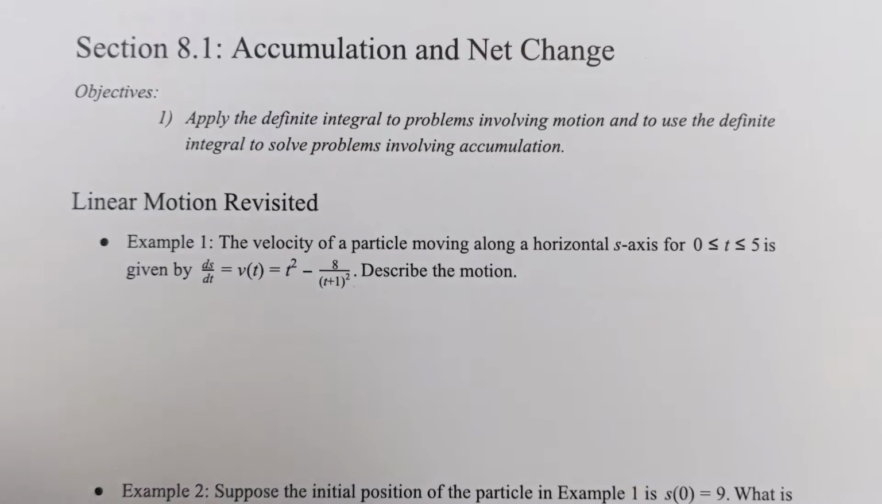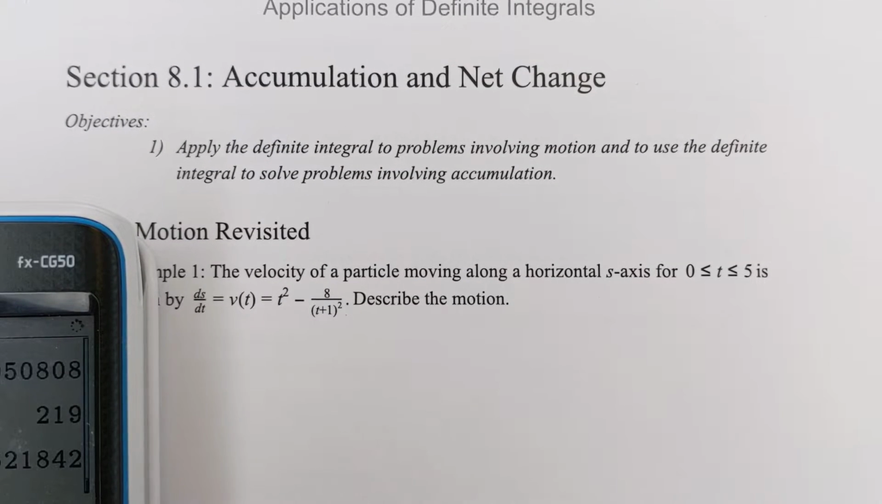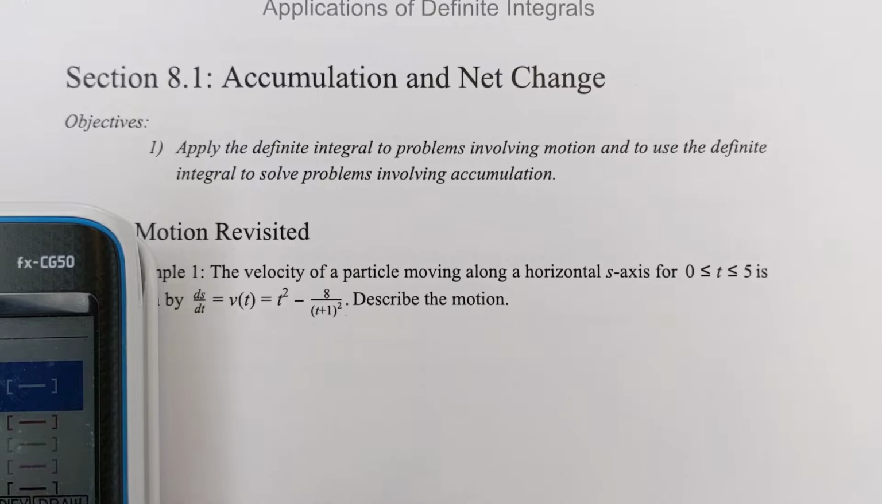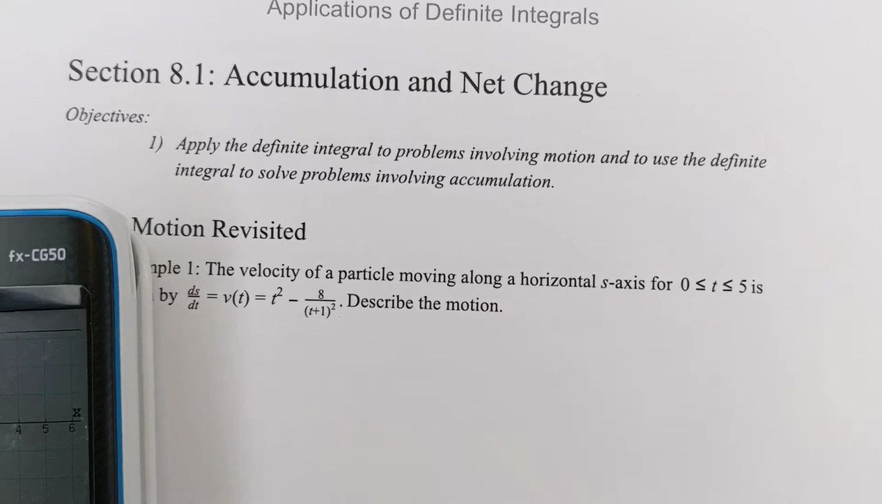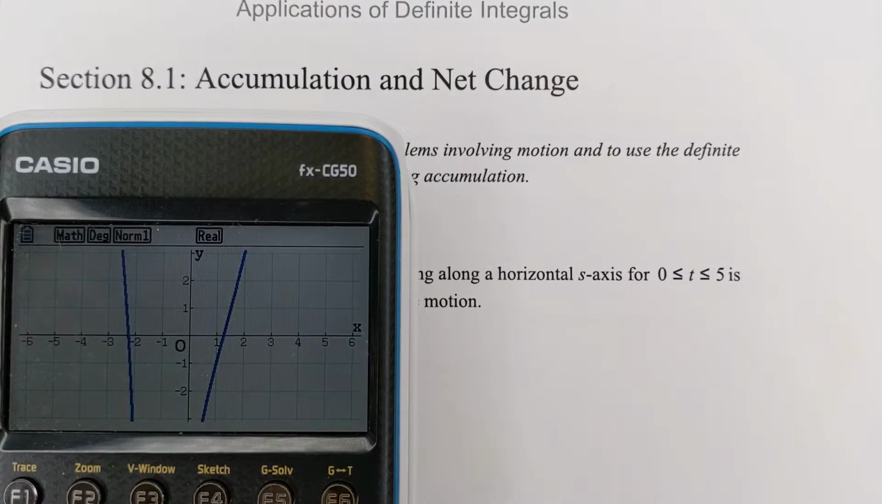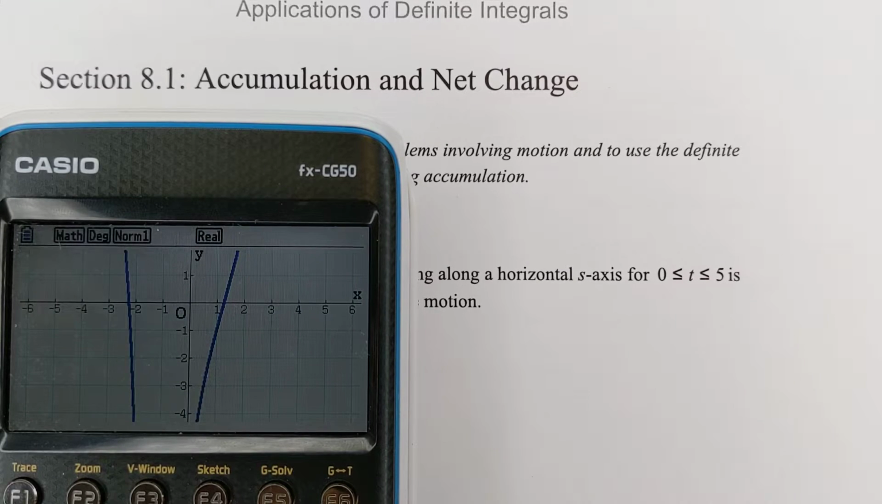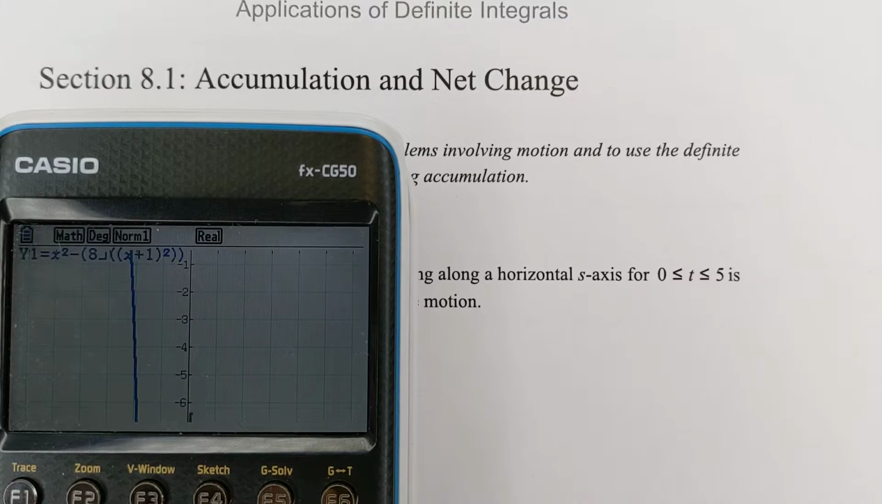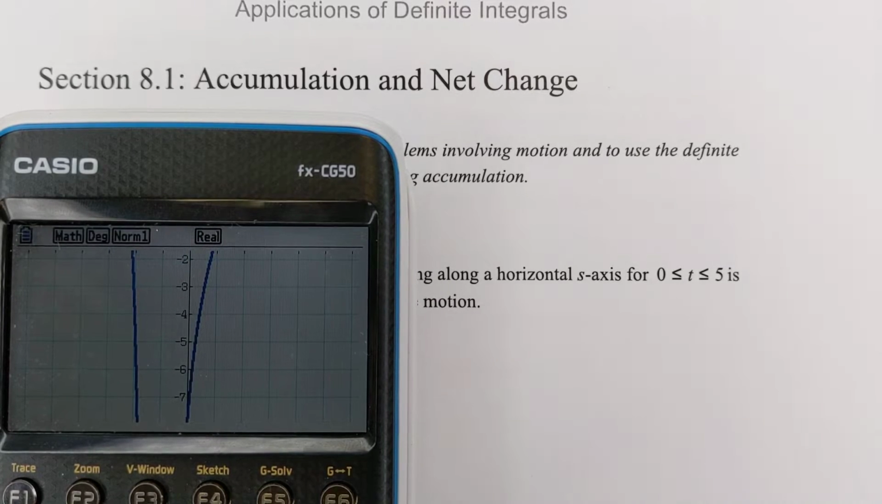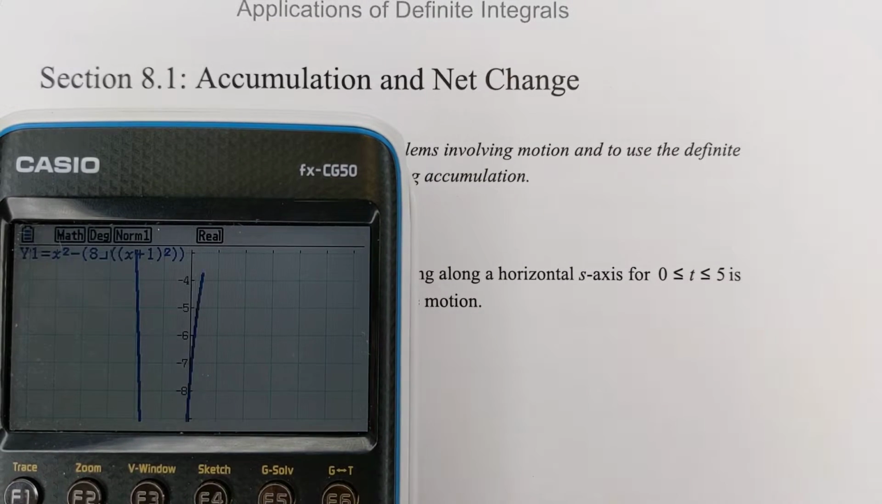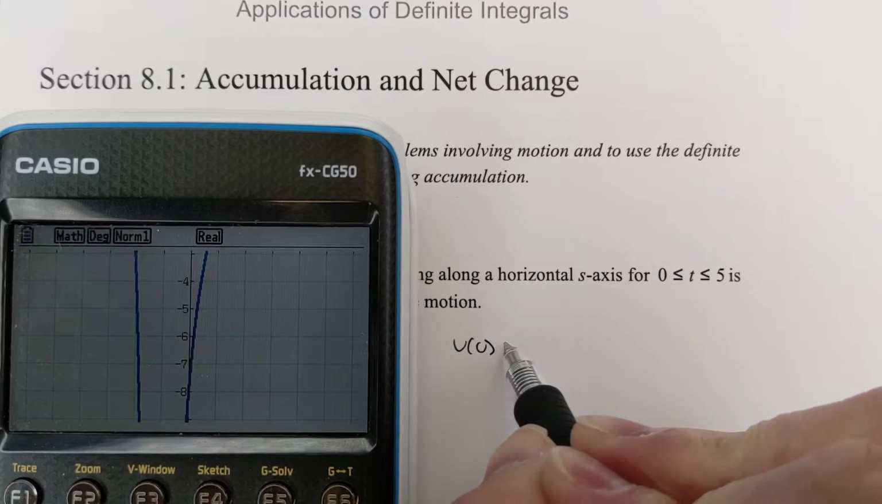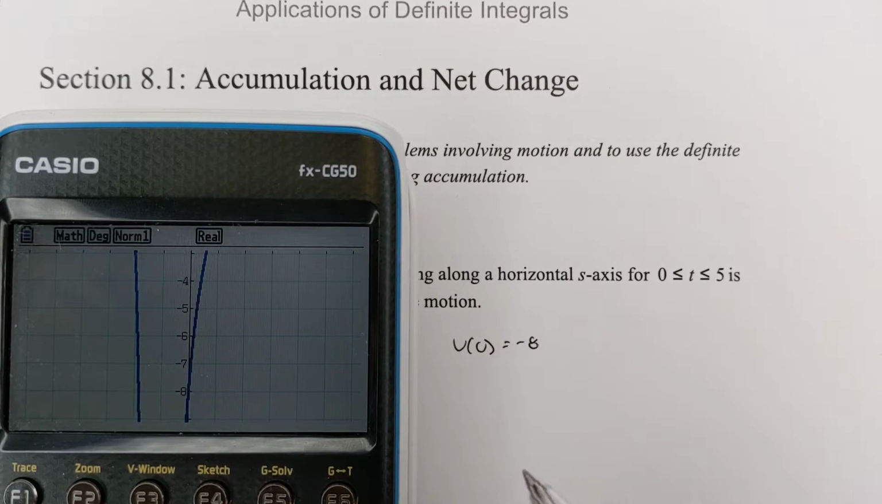So if we look at the graph of this, we're going to graph it in terms of x because the variable doesn't actually matter. We get something that looks like that. Now, I'm only concerned with the positive part because it says from 0 to 5. So if we scroll down, we can see it starts with, we know that V0 is -8, because that's where it crosses there.